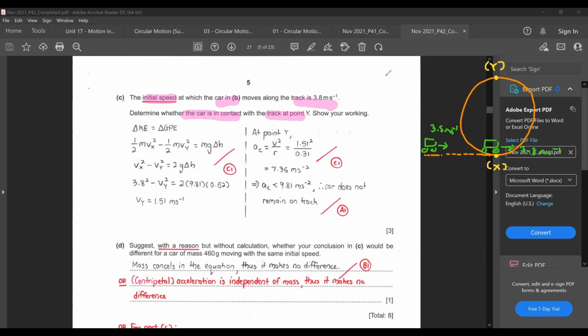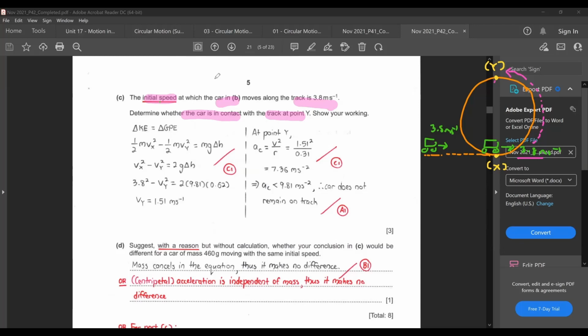So the question is asking you right now, with this speed of 3.8 meters per second, would your car be able to move to Y in the first place? Would it remain in contact with Y? Would it be able to complete the circle? Would they still remain in contact at Y in the first place or not? So they want to know whether this speed would be sufficient. This one kind of relates to what we just did in the notes.